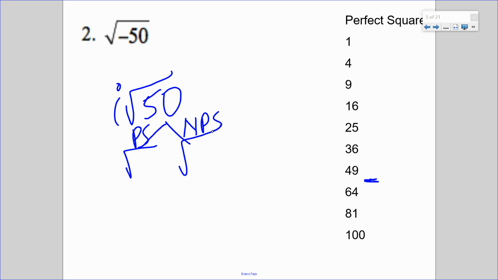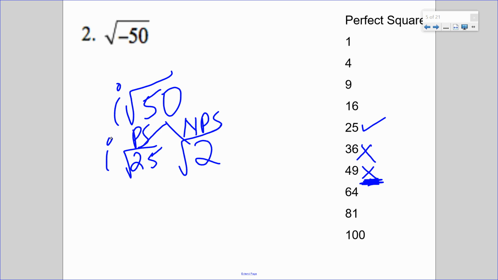So I'm going to break it down into perfect squares and non-perfect squares. You can use your calculator trick if you need to. I want to find the largest number I can divide 50 by that's on this list. So I'm going to start here. Can I divide 50 by 49? No. 50 by 36? No. 50 by 25? Yes. So 25 is my perfect square, and 25 times 2 is 50. And that i just stays in front.